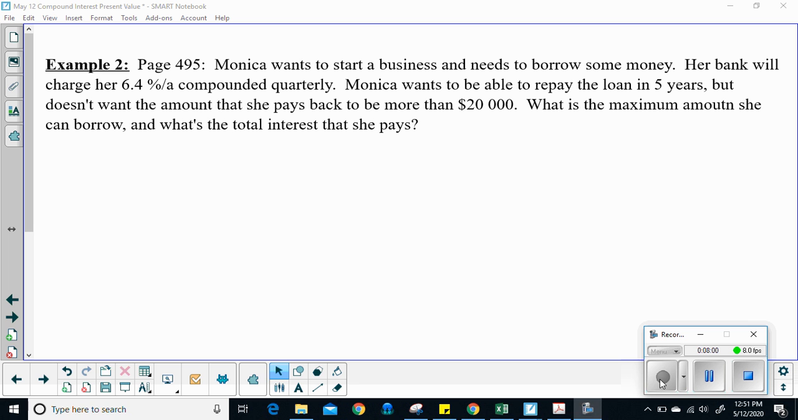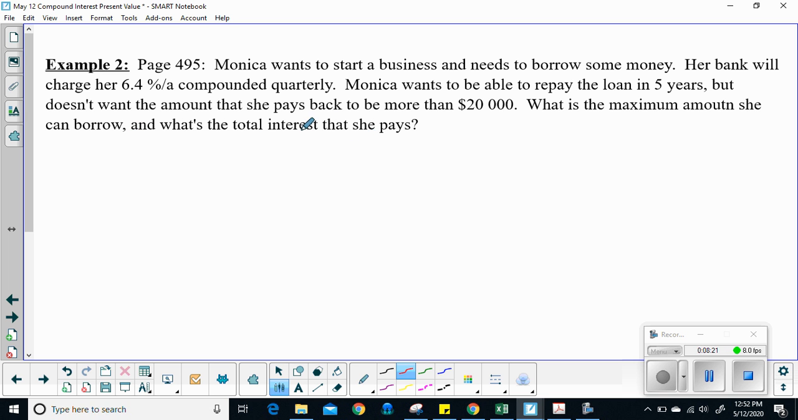Okay, let's look at this one. Monica wants to start a business and needs to borrow some money. Her bank will charge her 6.4% per annum compounded quarterly. She wants to be able to repay the loan in 5 years, but she doesn't want the amount that she pays back to be more than 20,000. She's being smart. She knows what she'll be able to afford to pay back. What is the maximum amount she can borrow, and what's the total interest that she pays?